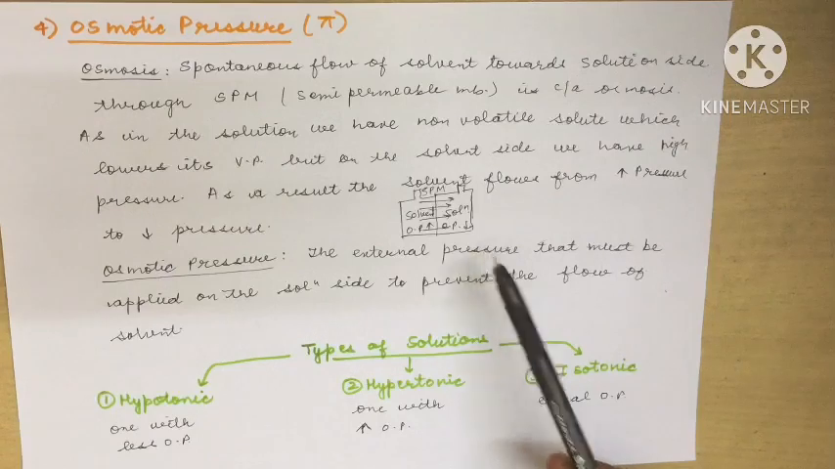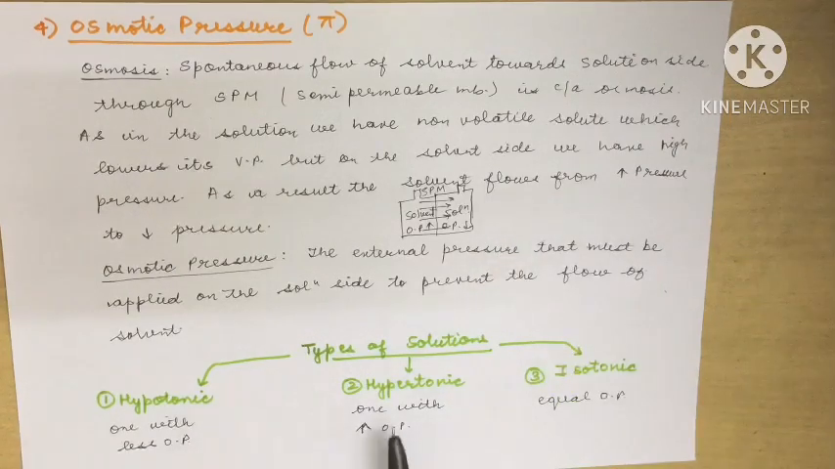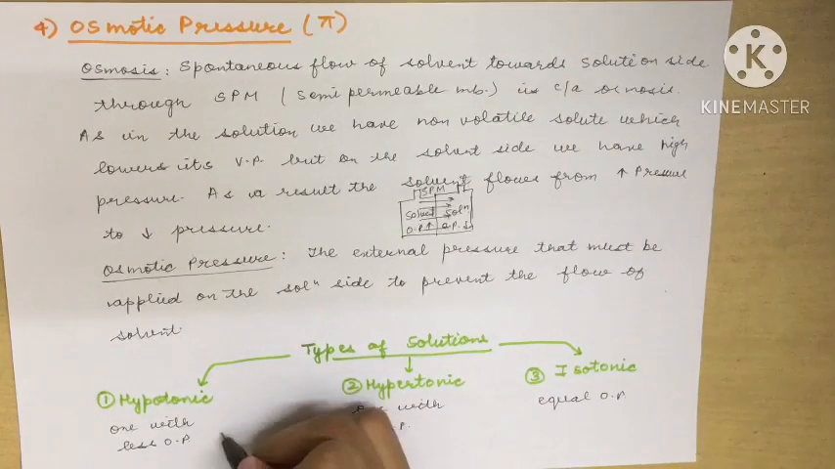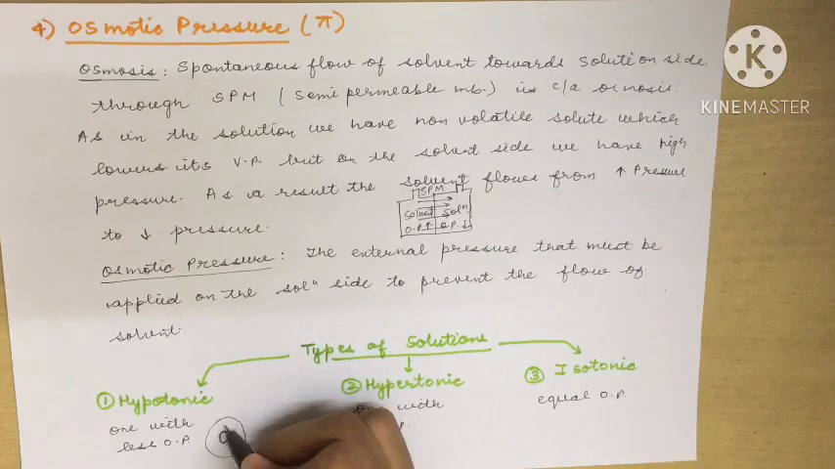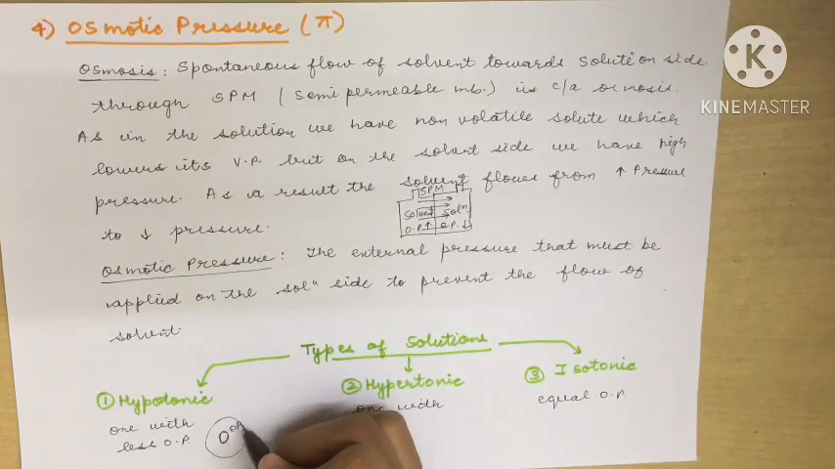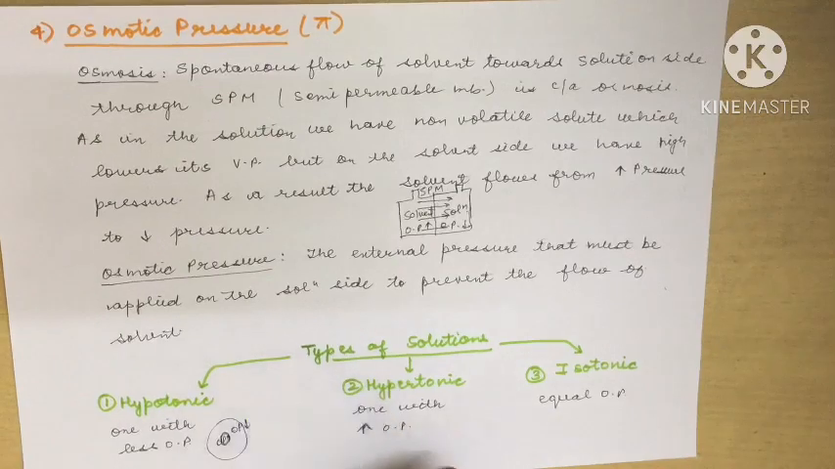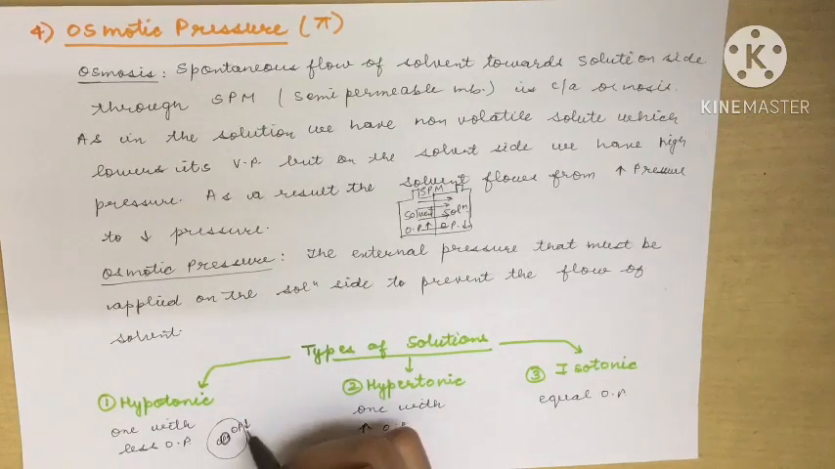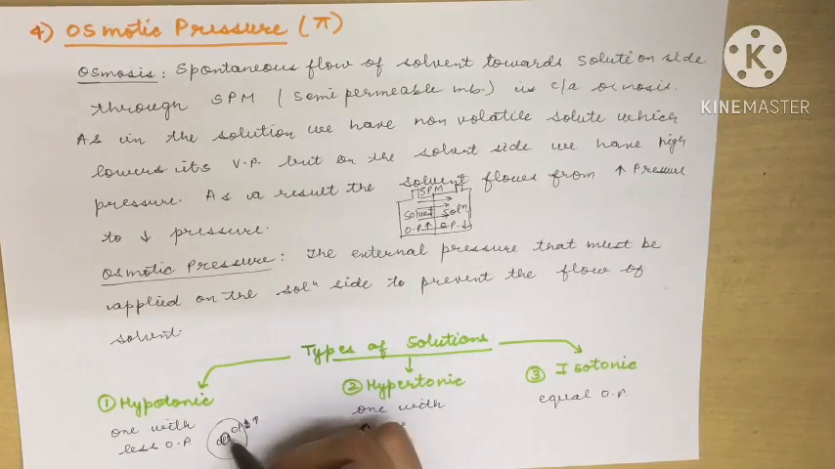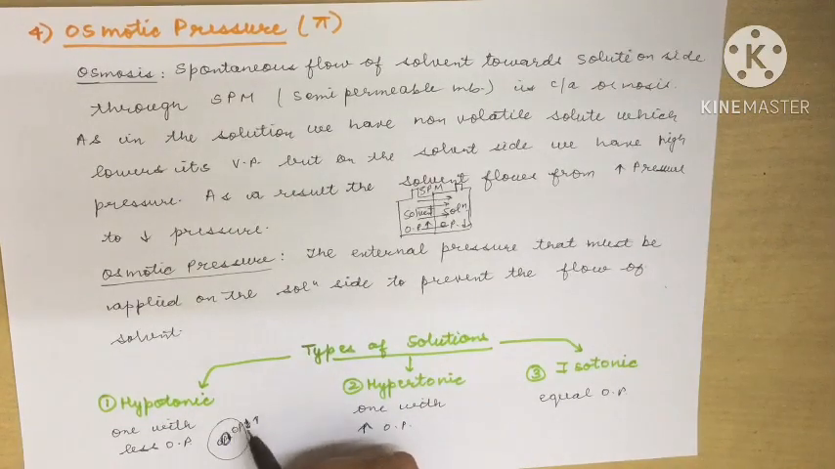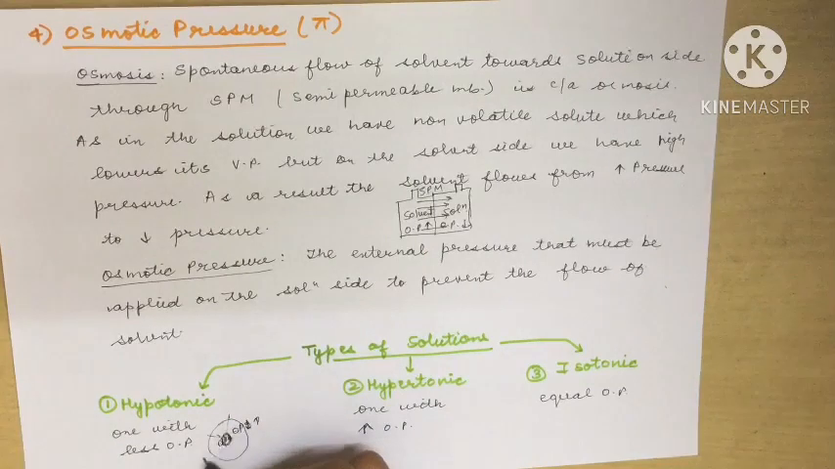On the basis of this, we have a total of three types of solutions: hypotonic, hypertonic and isotonic solutions. Now what is the meaning of hypotonic solutions? Hypotonic solutions are those which have a lesser osmotic pressure. Suppose I have a cell here and my surrounding is the hypotonic solution, so its osmotic pressure is comparatively less, and the cell's osmotic pressure is comparatively high. So now what will happen? From the greater osmotic pressure, the things will flow inside.